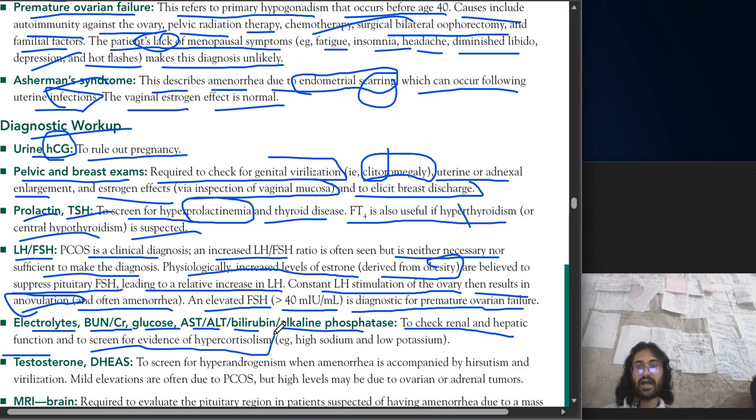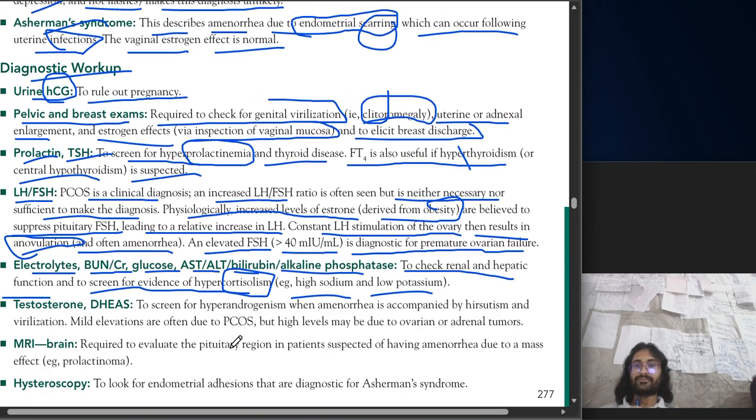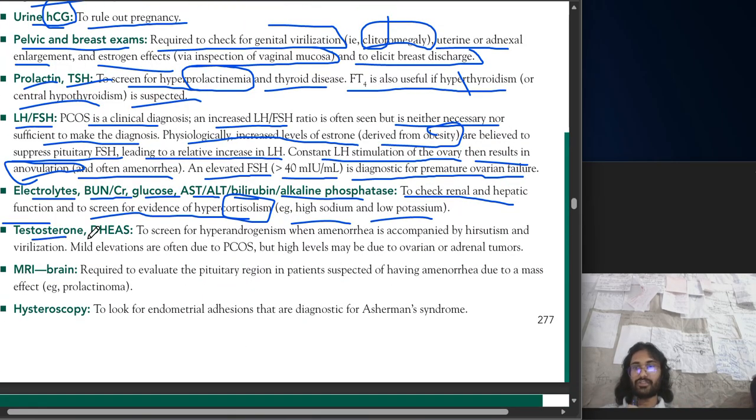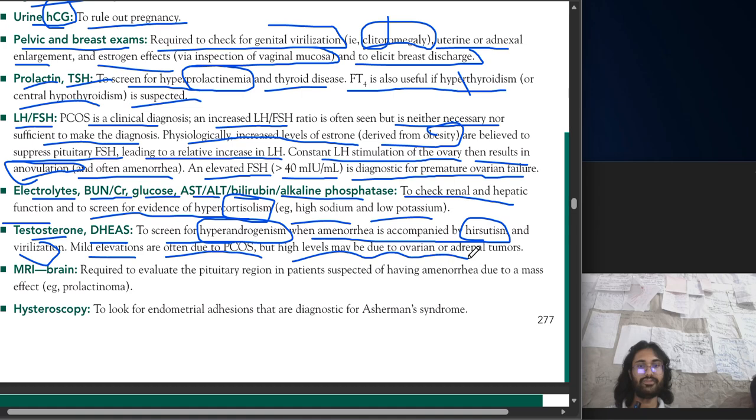Screen for evidence of hypercortisolism, like high sodium and low potassium would be seen. If seen, then it is suggestive of hypercortisolism. Testosterone, DHEAS, to screen for androgenism. Androgens, we all know testosterone. When amenorrhea is accompanied by hirsutism and virilization, then testosterones are high. Mild elevations are often due to PCOS, but high levels may be due to ovarian or adrenal gland tumors.